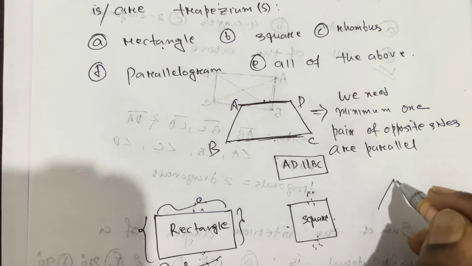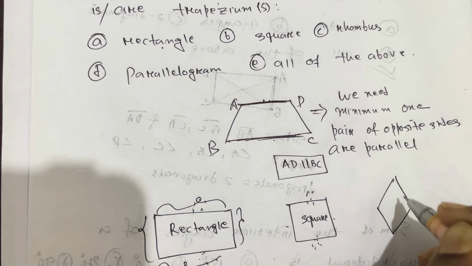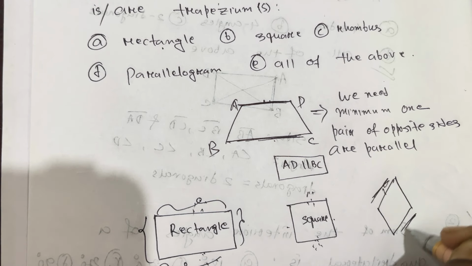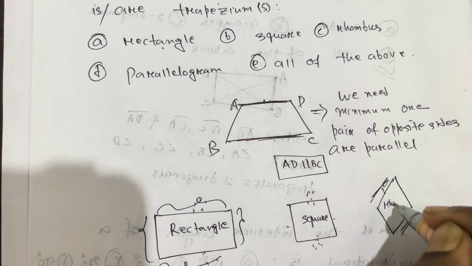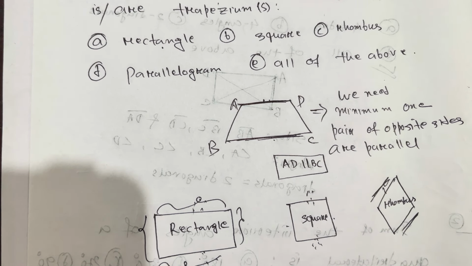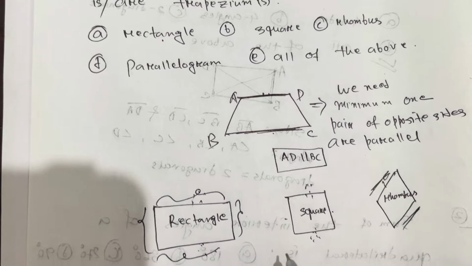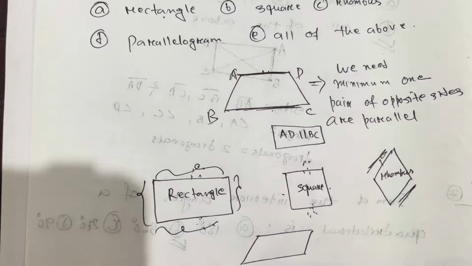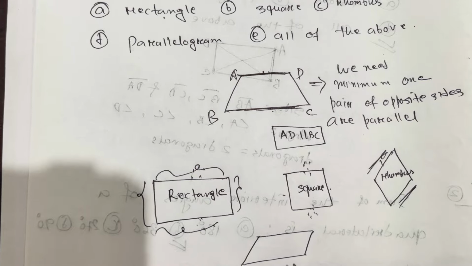Then rhombus means all sides are the same and opposite sides are parallel. This is parallel with this. So this is a rhombus. A rhombus also has both opposite pairs of sides parallel, so all rhombuses are trapeziums. Then parallelogram. This is the standard figure of a parallelogram. Parallelogram means opposite sides are equal and parallel. So a parallelogram also has both opposite pairs of sides parallel.